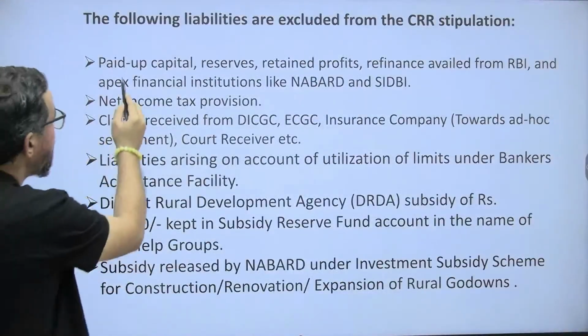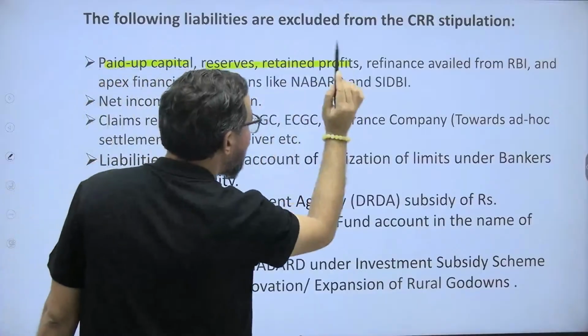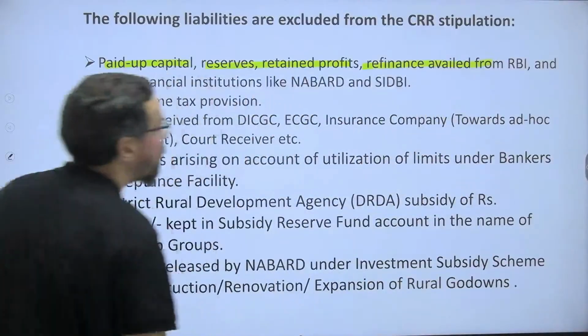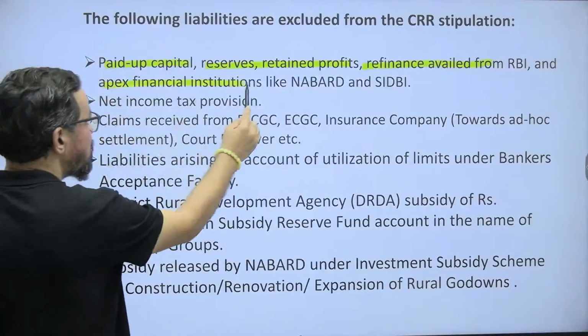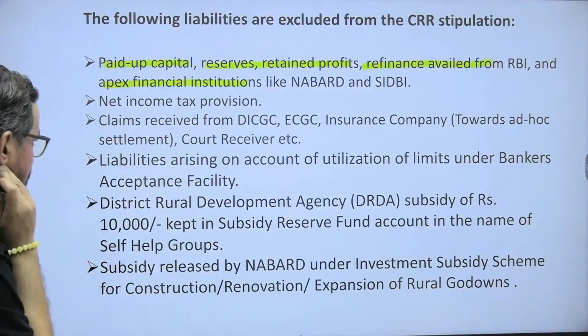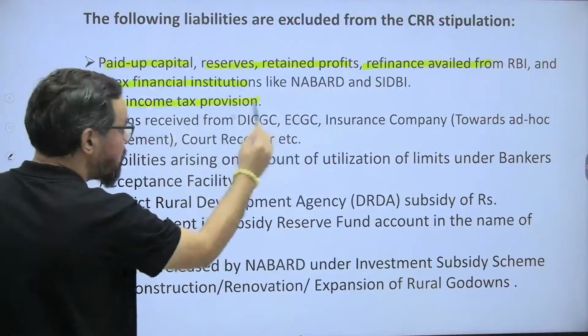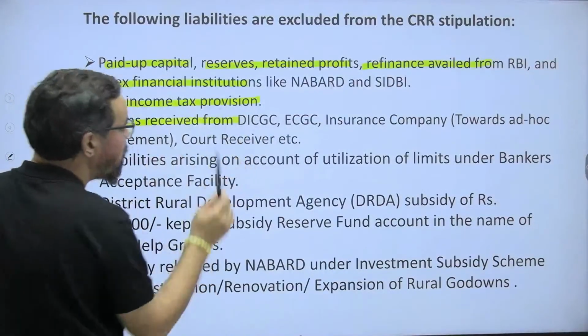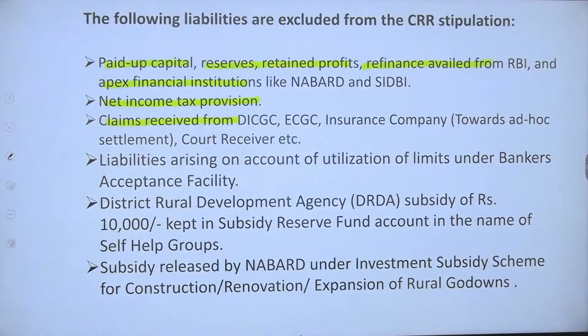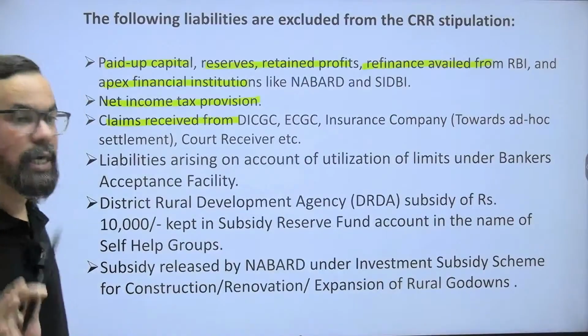Your paid up capital reserve, retained profit, refinance availed from RBI and apex financial institutions like NABARD, SIDBI, Exim and all. Net income tax provision also, claims received from DICGC, Deposit Insurance and Credit Guarantee Corporation, and ECGC, Export Credit Guarantee Corporation, insurance company toward ad hoc settlements, court receivers and all. Okay? These are the areas which generally get exempted while you calculate the DTL for the maintenance of CRR.